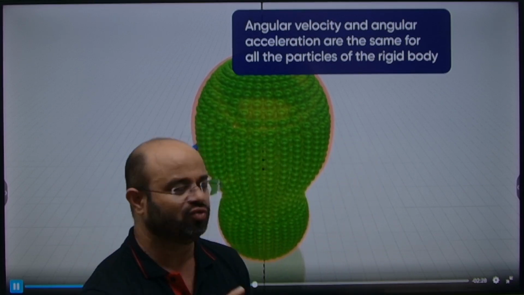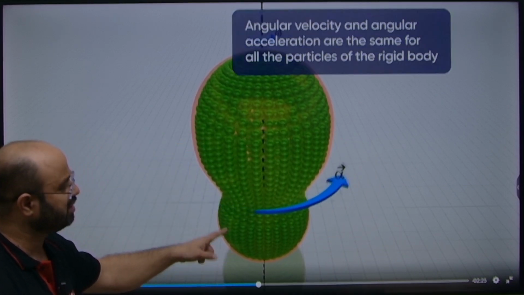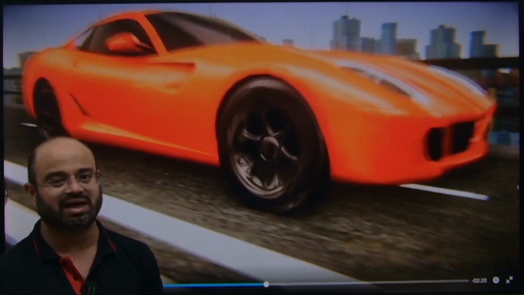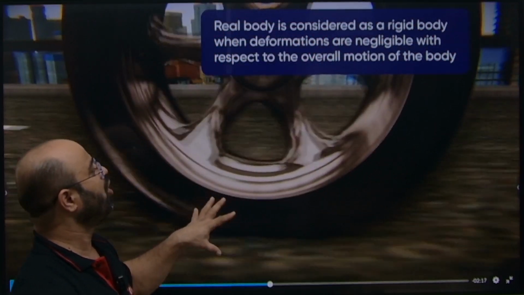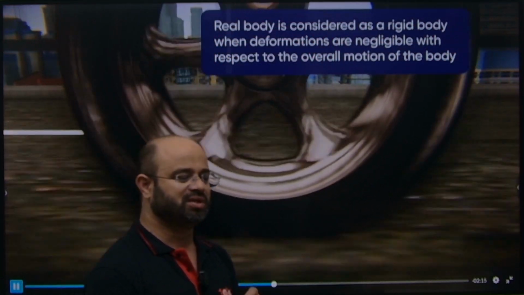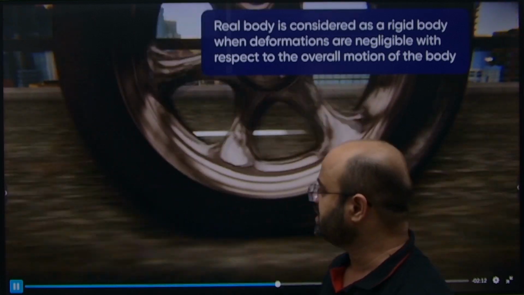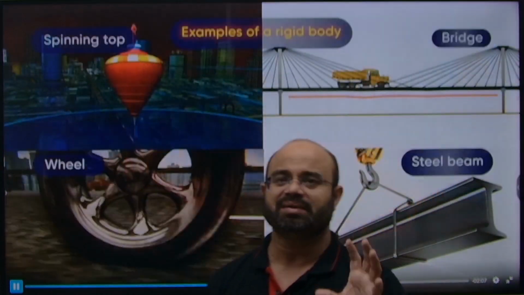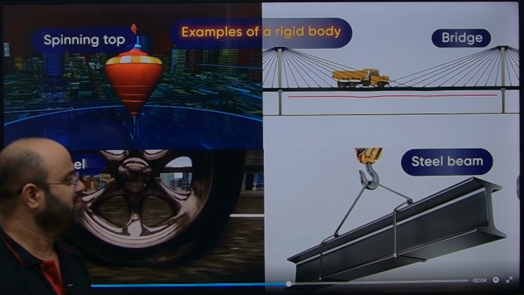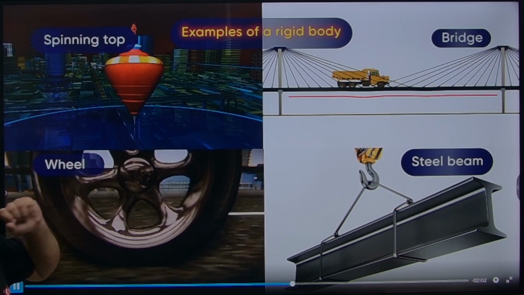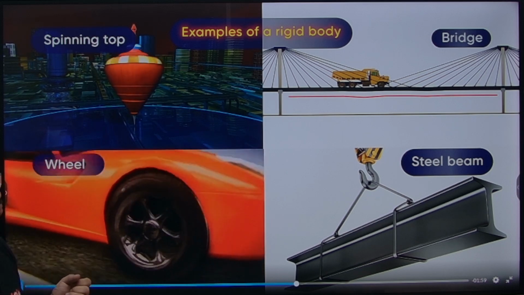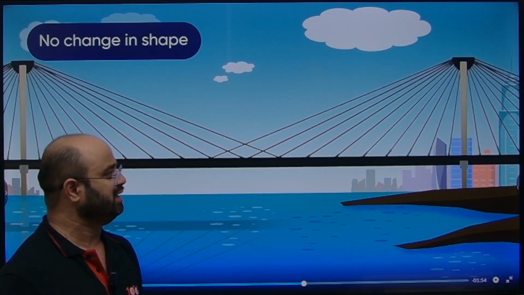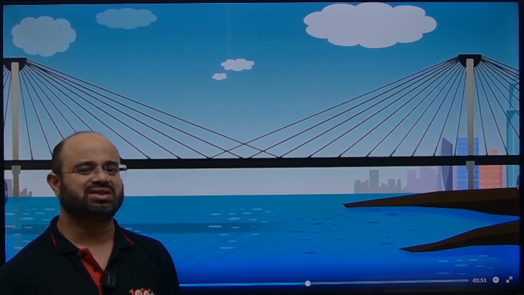Each particle moves on a circular path with the same angular velocity and the same angular acceleration, as in the case of a tire. You may say that a tire is not perfectly rigid, but we can approximate it. There might be some deformation, but more or less every particle has the same angular velocity and angular acceleration, same as in the motion of the blade of a fan. An example of a rigid body is the beam of a bridge, made of a very strong material called steel. If a person is walking, there is no deformation. That's an example of a rigid body.